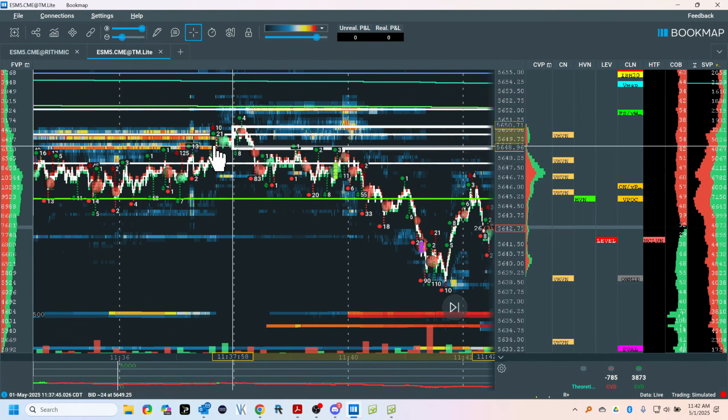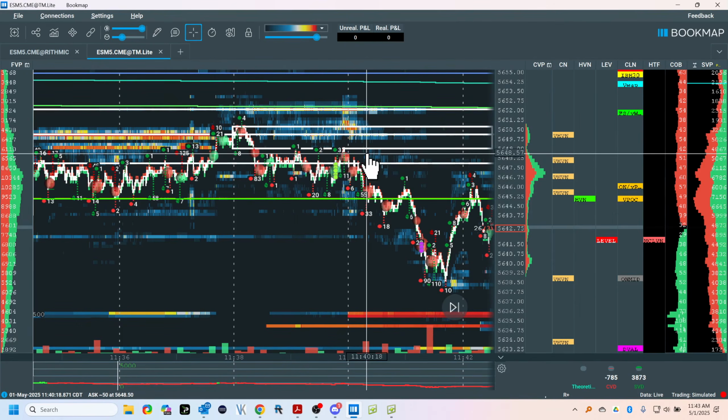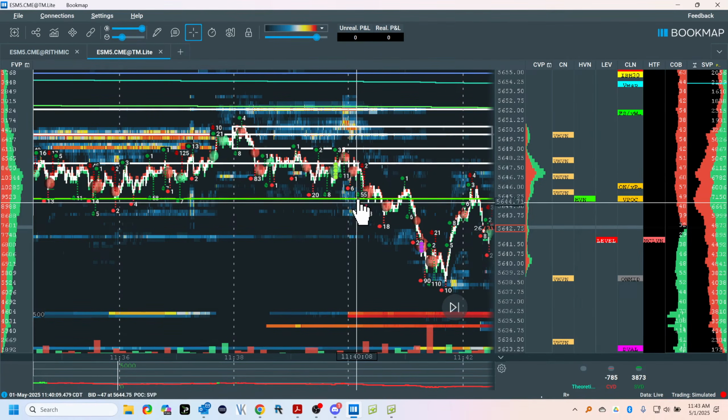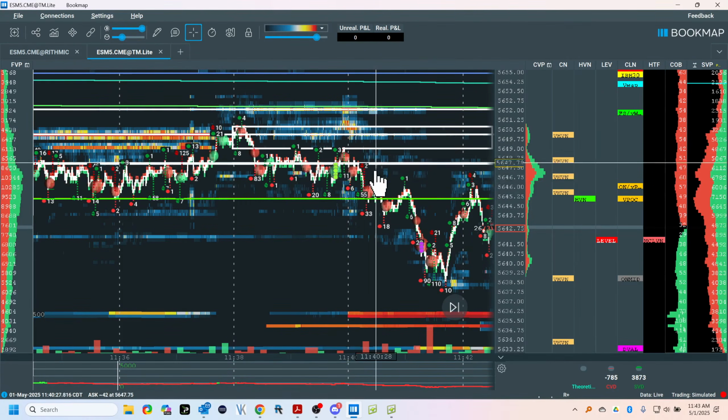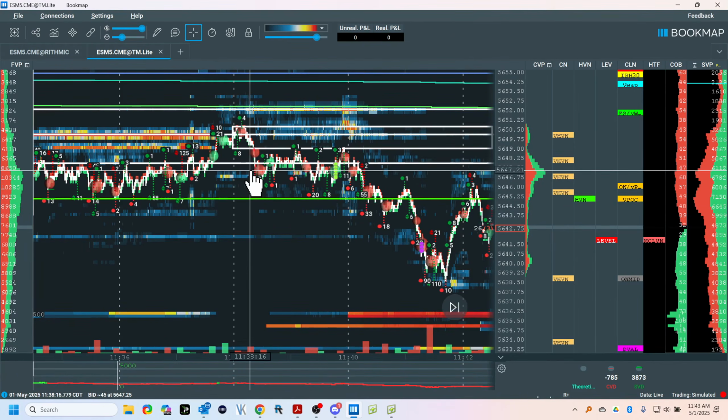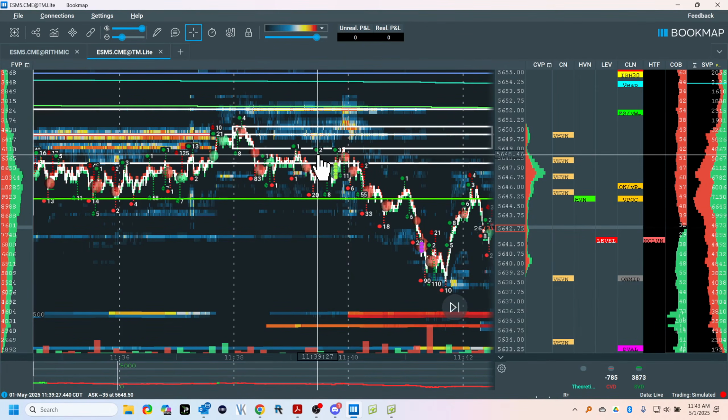Where were the buyers last in control? Here. How do I sell this? Here. Where's my target? VPOC. Can I take this trade? No. Well, maybe. See, here's the thing. I could take this trade. You don't want to take this trade.